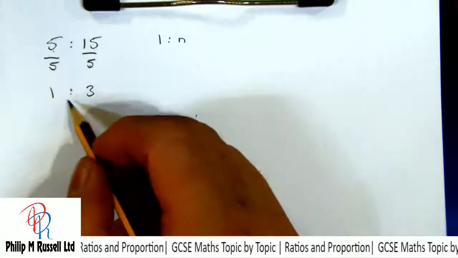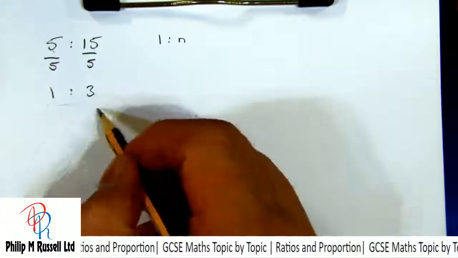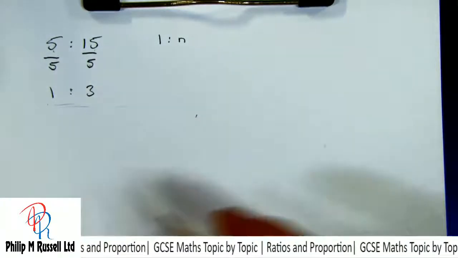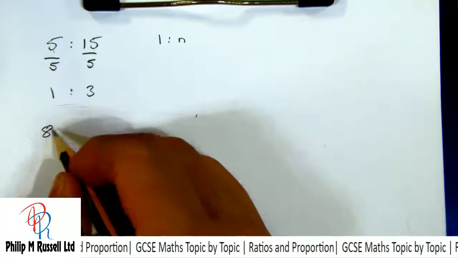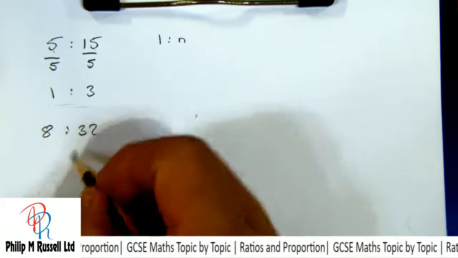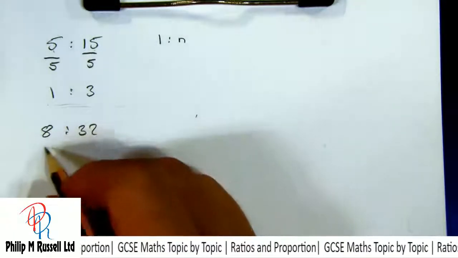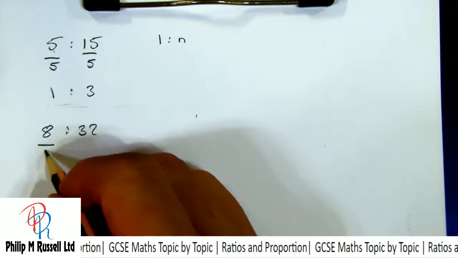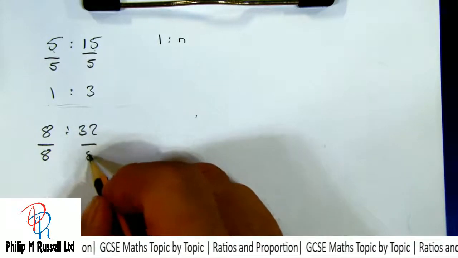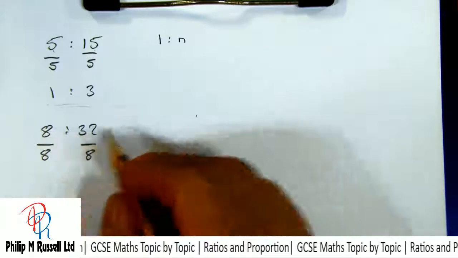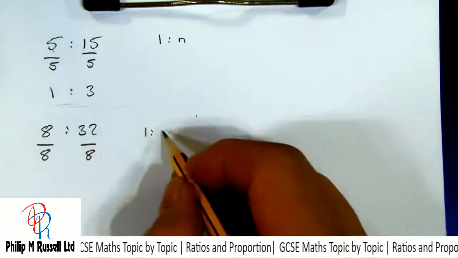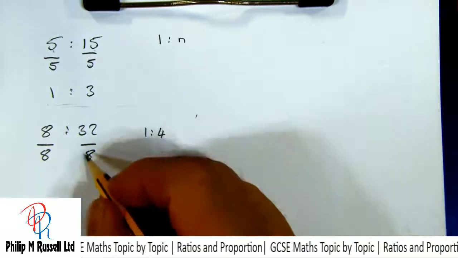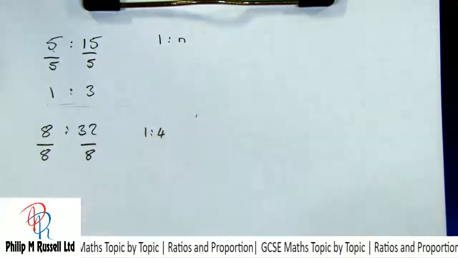Many times we're asked to express things like 1 to something else. Let's have a look at another one. I've got perhaps 8 to 32. So simply, again, we divide by the smallest number. And 8 into 8 goes 1, and 8 into 32 goes 4. So it gives us a ratio.